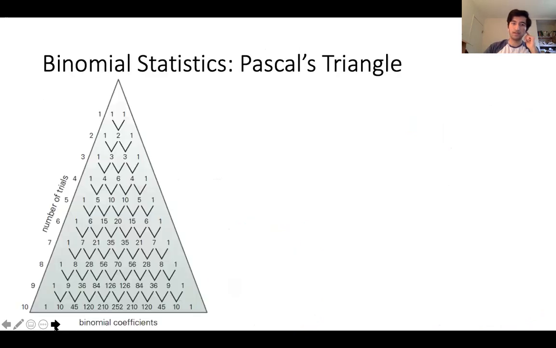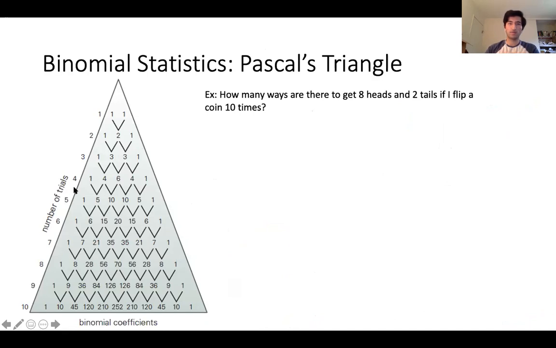Okay, so then with that, I'm just going to switch gears really quickly and now move on to binomial statistics. And this is where Pascal's triangle becomes pretty important, and it's a very useful tool for dealing with problems of binomial statistics. So you should have seen this in lecture. And just to show you how to use this, I'm going to go through an example calculation. So for instance, if we want to ask ourselves, how many ways are there to get 8 heads and 2 tails if you flip a coin 10 times?